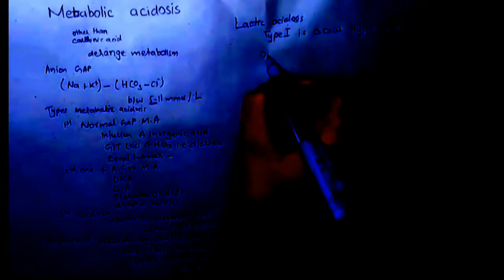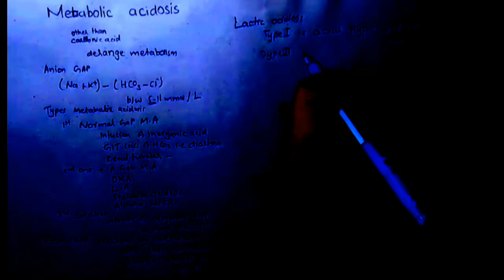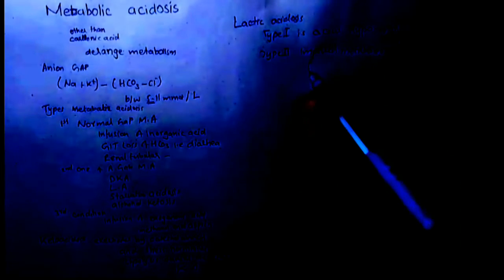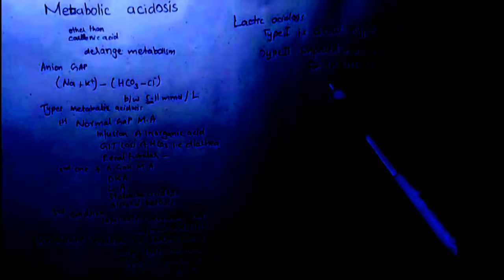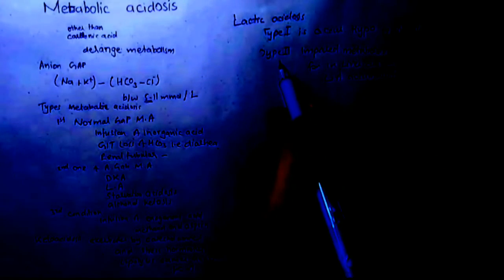Similarly, type 2 lactic acidosis occurs due to impaired metabolism, for example in liver disease. The metabolism is impaired. As a result, lactic acid accumulates inside the body and causes type 2 lactic acidosis.